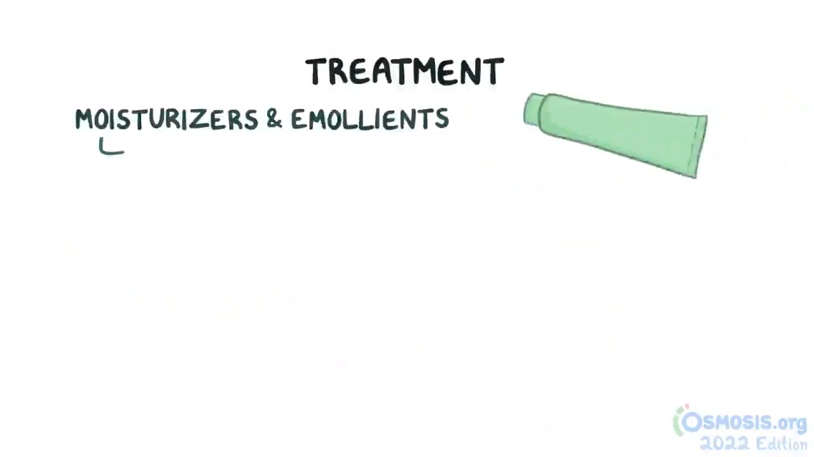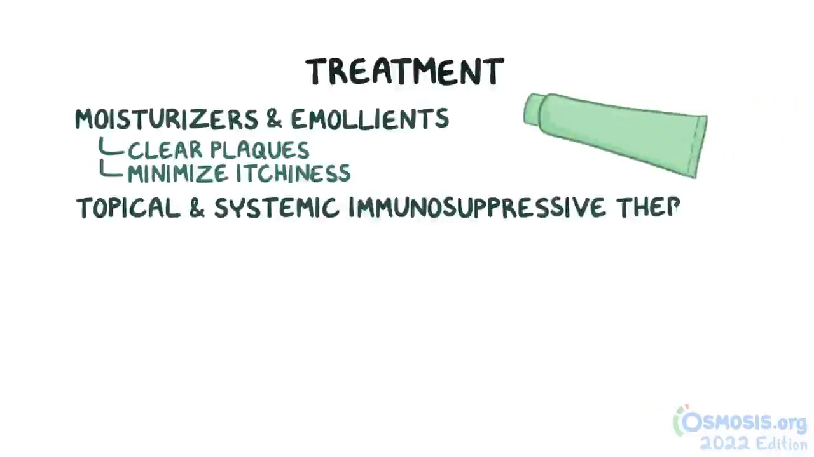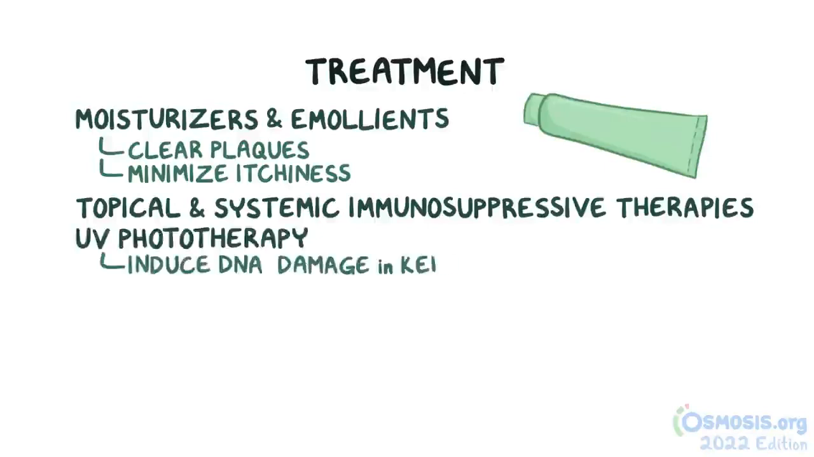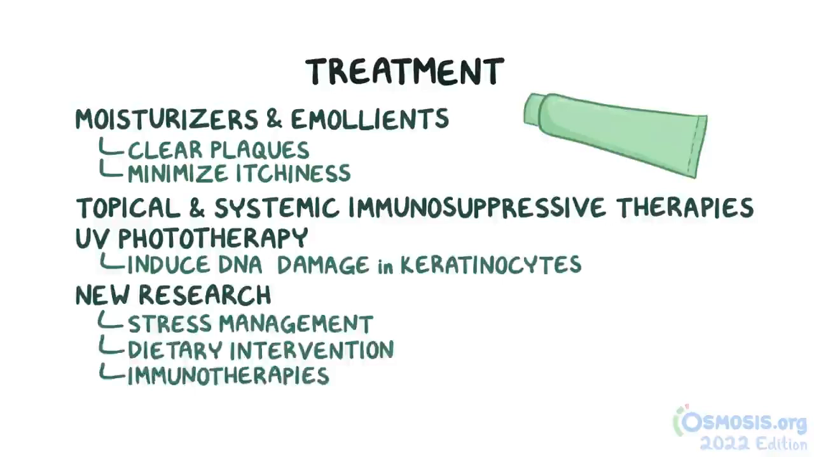Treatment for psoriasis can include moisturizers and emollients to help clear psoriatic plaques and minimize itchiness, or may require topical or systemic immunosuppressive therapies to dampen the immune response. UV phototherapy can also be an option to induce DNA damage in the keratinocytes and halt their proliferation. New research has been targeting stress management, dietary intervention, and other immunotherapies to decrease whole-body inflammation.